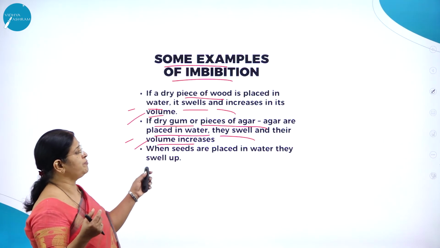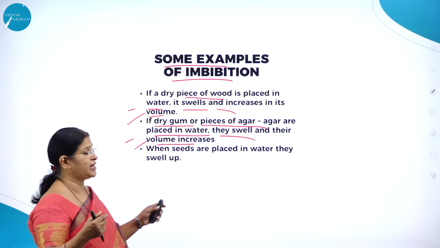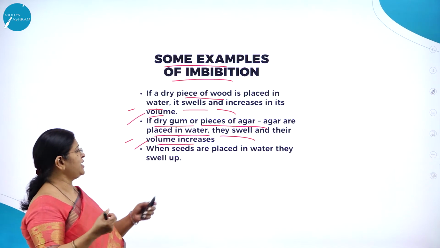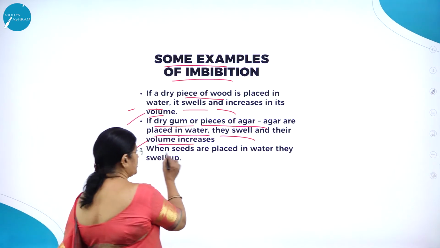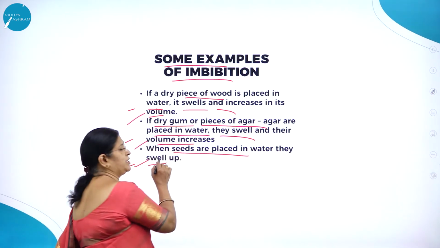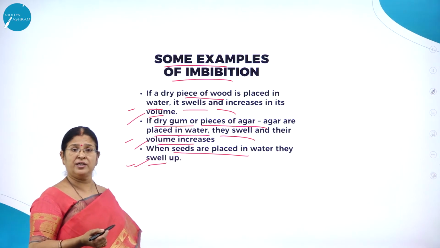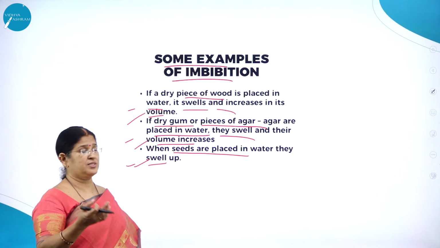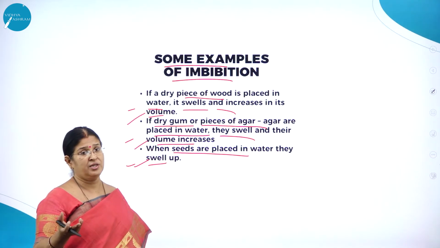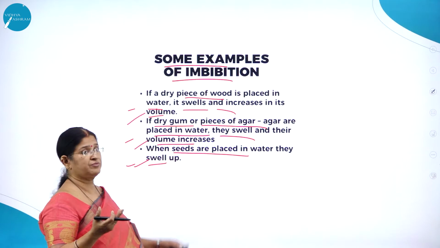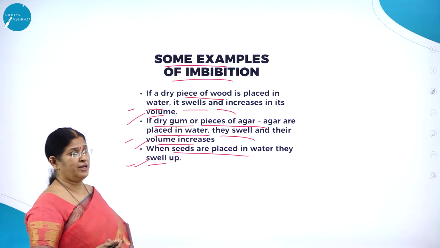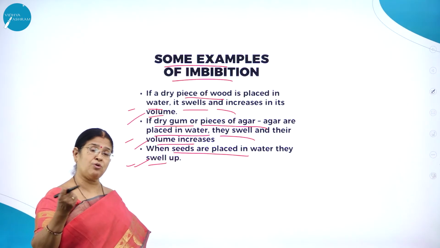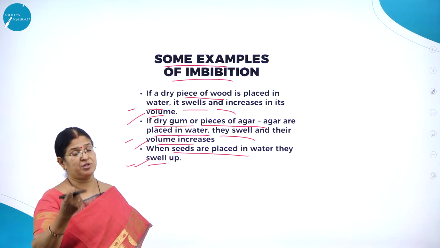So that is because of imbibition. If dry gum or pieces of agar-agar are placed in water, agar-agar is an algae, they swell and their volume increases. When seeds are placed in water, they swell up. That is how we usually do it in the house while making curries with those seeds. Seed germination also happens because of this very important process called imbibition, because the seed coat is an imbibing material, it absorbs water.